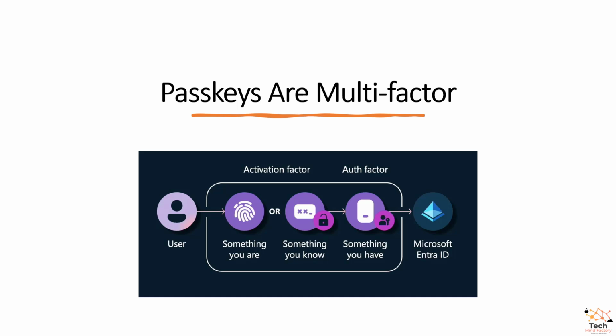And passkeys are multi-factor. Why? Because there is a user and there is an activation factor. So the user will have to use either something the user knows or something the user is. Either the user has to use a fingerprint to unlock the credential on the security key, or the user has to provide the PIN. And then there is the auth factor, something the user has, which is the security key. And then the user can access resources protected by Microsoft Entra ID and any other identity provider which supports passkeys. So that's why passkeys are multi-factor in nature. That's very important to mention.